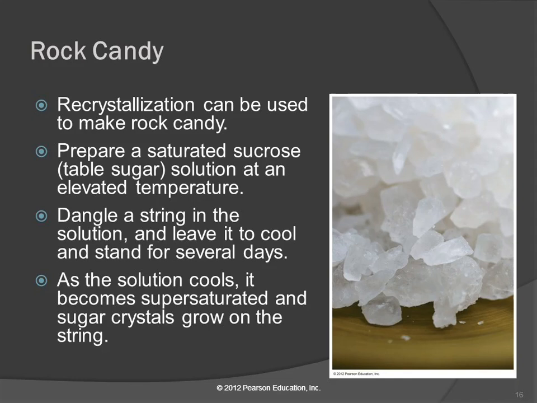And this idea can be used to make rock candy. So if you take table sugar and make a saturated solution at an elevated temperature, how do you do that? Well, you put some hot water in a container, and you add sugar till no more sugar dissolves. So very hot water full of sugar. And then you dangle a string in that, and you let it cool down. And as it cools down, it can take several days to form the rock candy, but the sugar will crystallize onto that string, and you'll get these beautiful crystals of sugar. And that's how they make rock candy.